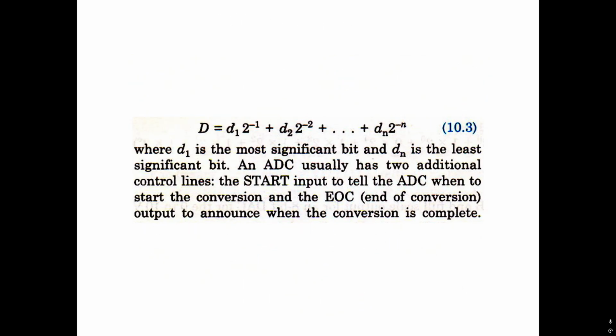D equal to D1 2 power minus 1 plus D2 2 power minus 2 plus etc. Dn 2 power minus n, where D1 is the MSB, most significant bit, and Dn is the least significant bit. And an ADC usually has two additional control lines: the start input to tell the ADC when to start the conversion, and the EOC, end of conversion output, to announce when the conversion is complete.